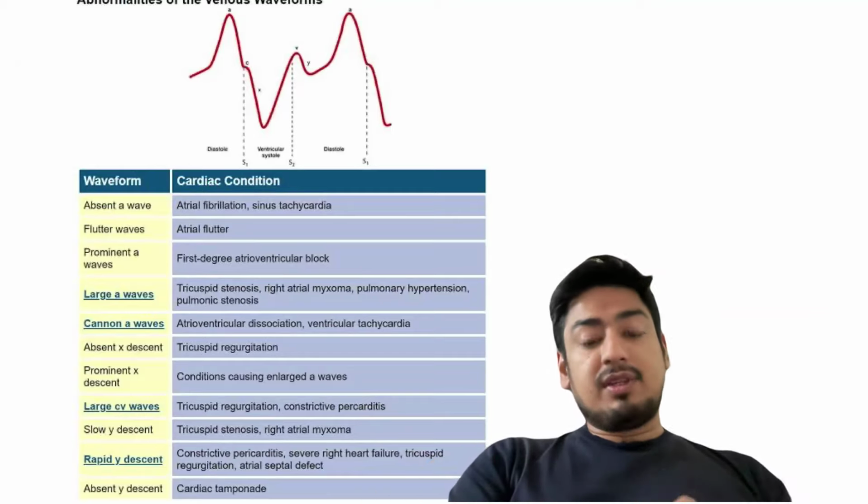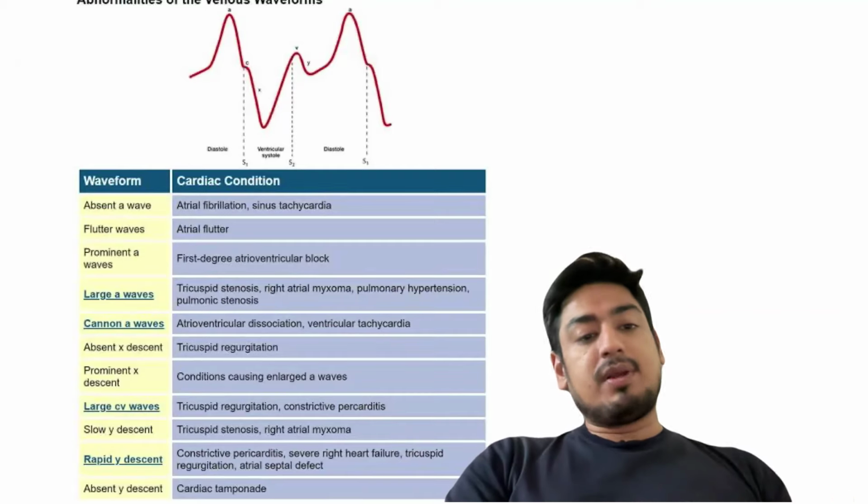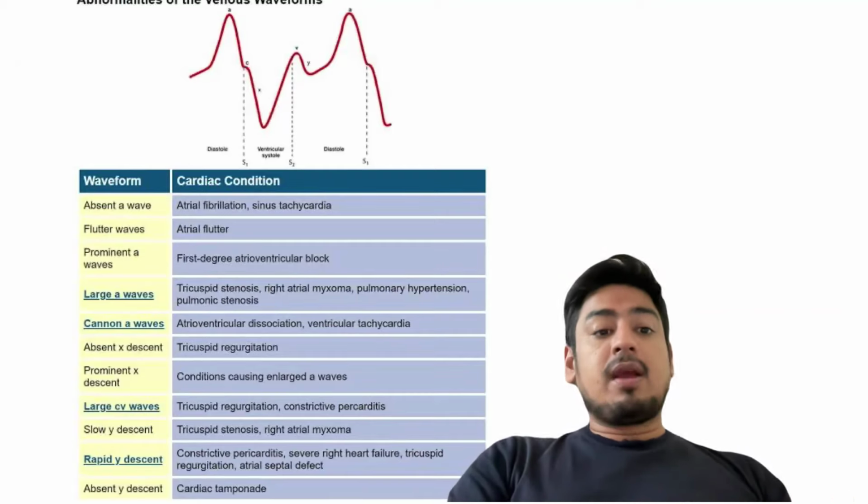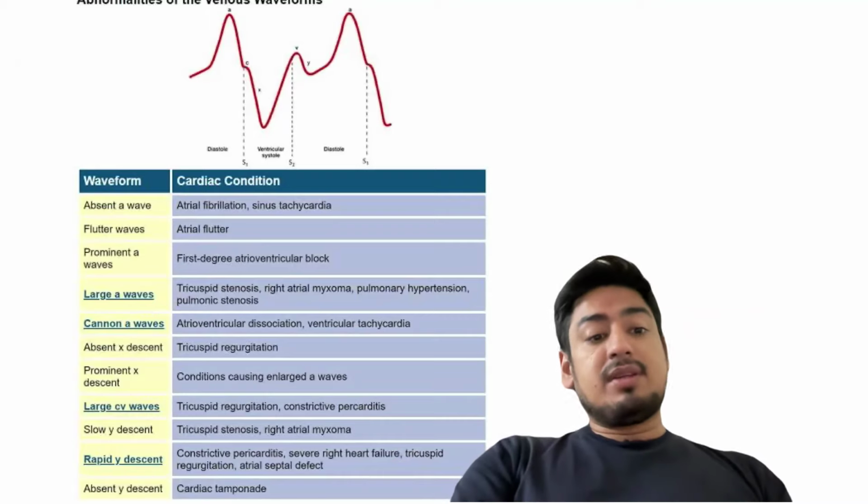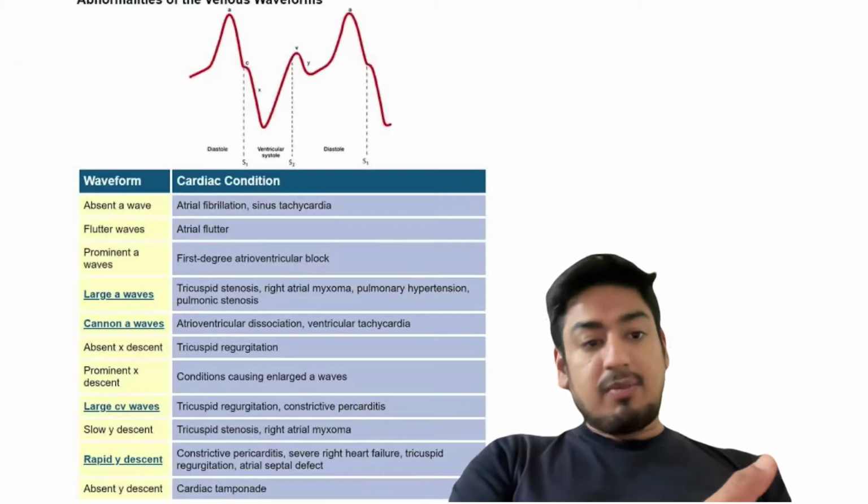Then flutter waves can be seen, that is, multiple A waves seen in the JVP, which can be seen in atrial flutter. Then prominent A waves can be seen in first degree AV block.